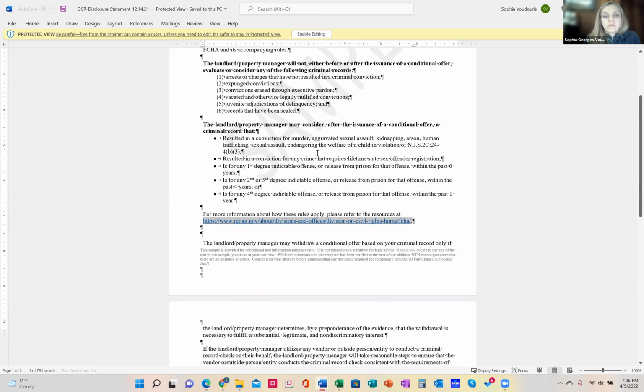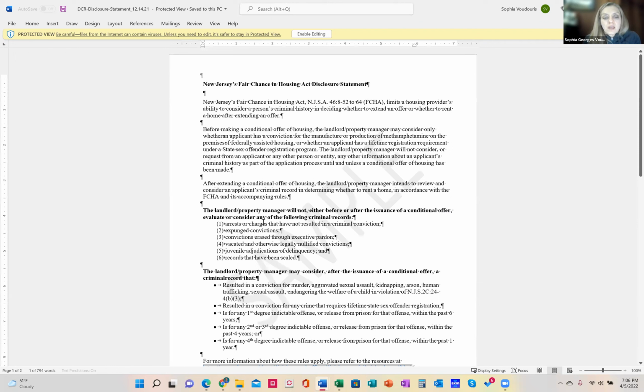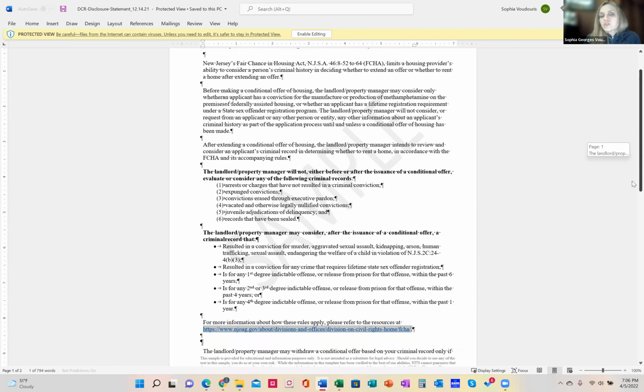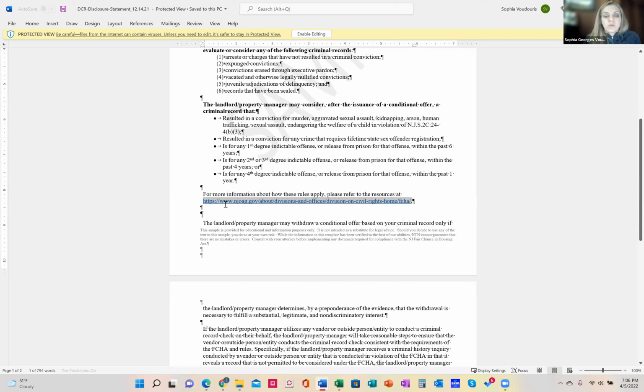Here, this talks about what the landlord may consider after issuance. So after he's given a conditional offer, and let's say he ran a criminal check, a criminal record that resulted in a conviction for murder, aggravated assault, kidnapping, or arson falls under this. One that's for a sex offender registration, first degree. So they have first degree, second degree, fourth degree.